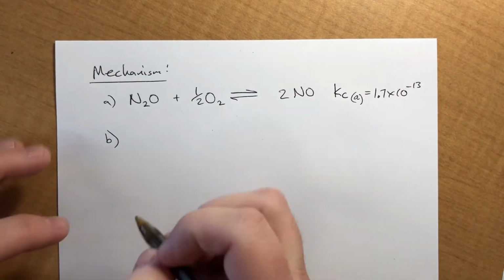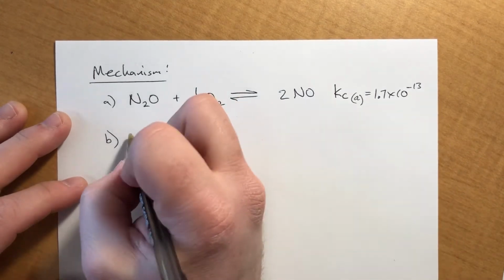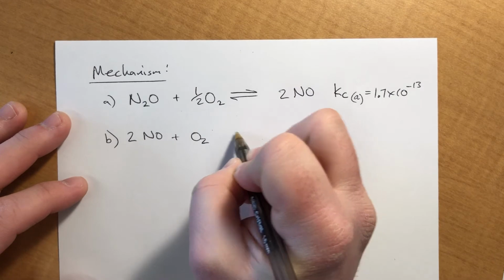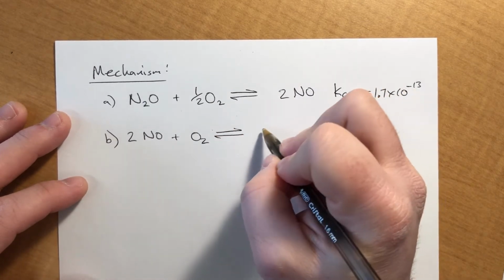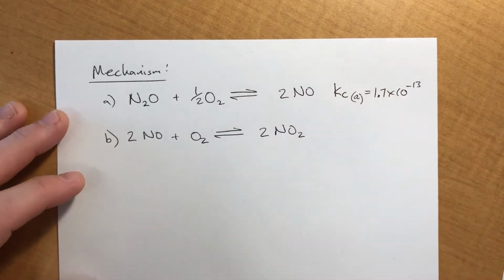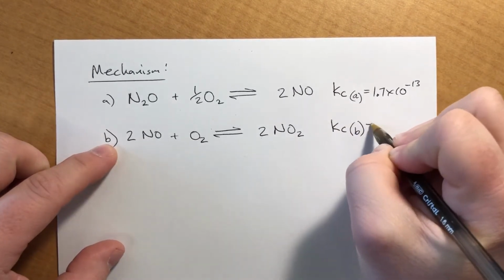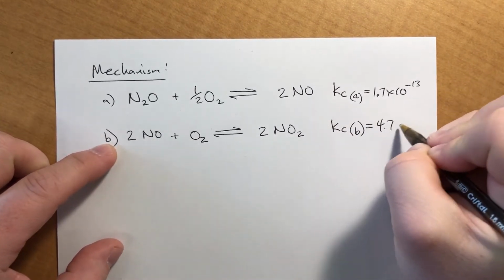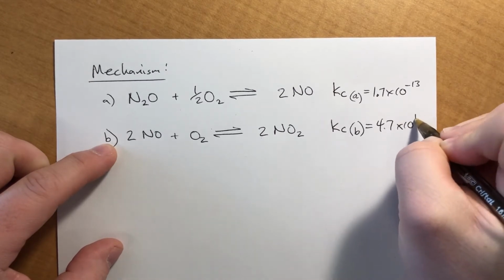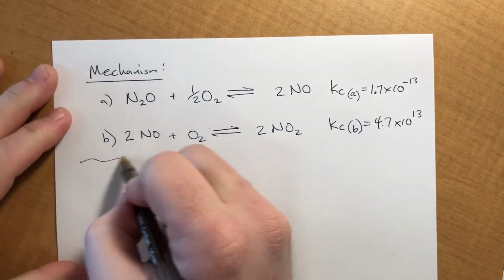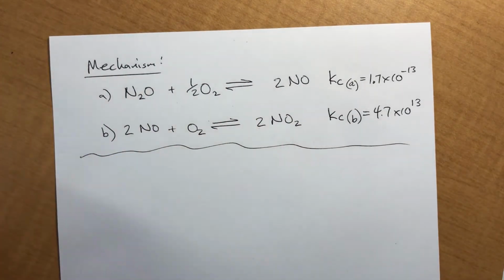Okay? And then the second step of this reaction is that the 2 NOs that we produced here are now going to react with another mole of O2 and form 2 NO2s. So this is Kc for the B reaction. And this value we actually did see in the last one. It's 4.7 times 10 to the positive 13th. Okay. So this is the proposed mechanism. So what we want to know is, what is the overall reaction?